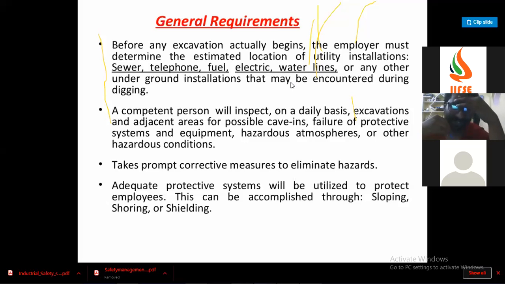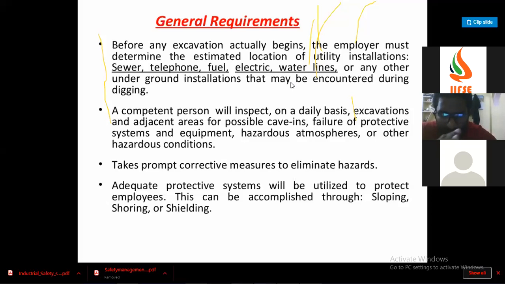Fine. Okay. So adjacent areas, cave-ins, failure of protective systems or equipment, hazardous atmosphere or other hazardous conditions. You have to see what the general requirement is. If personnel should say whether there is a possibility of cave-in, it means is there any equipment or any load on the edges of the excavated area? Listen carefully. And failure of protective systems and equipment.